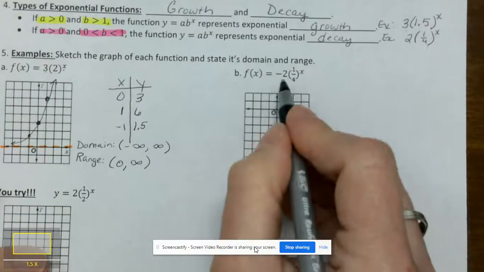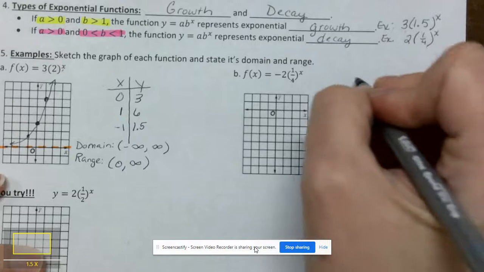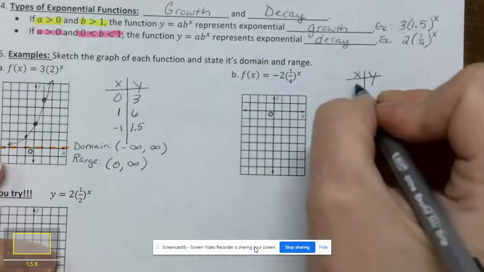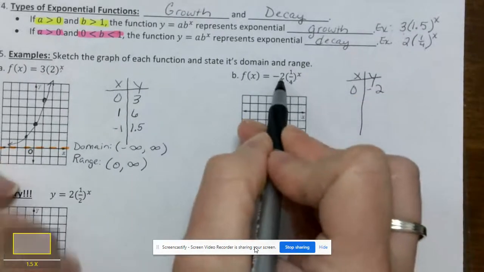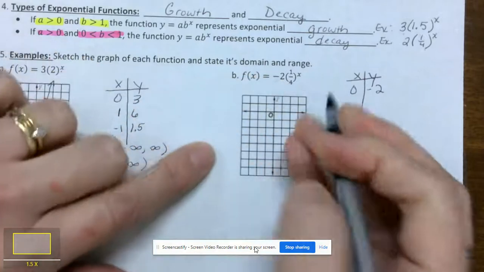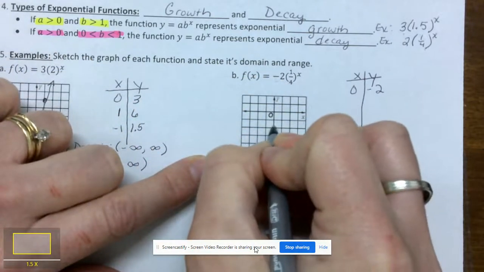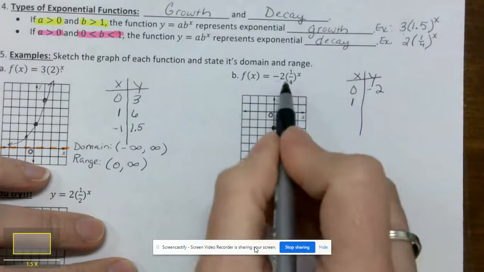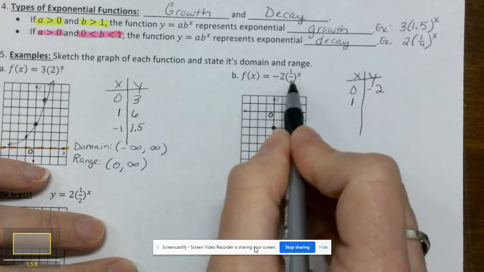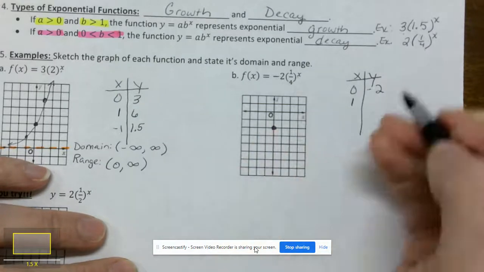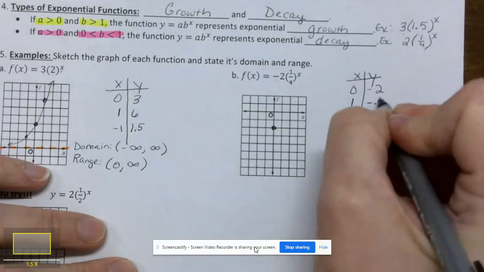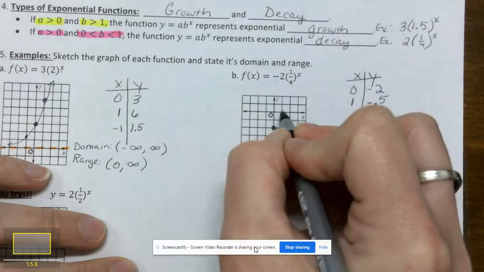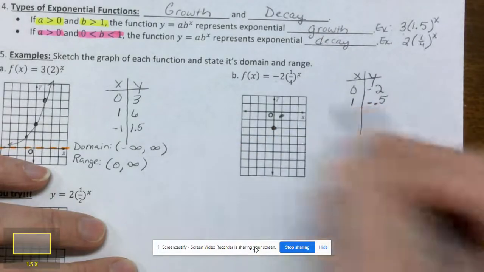Okay, let's look at one more. 2 times 1/4 to the x. Again, if I were to just take some points and plot them, hopefully you will remember that 0, negative 2 is a point because our a here is negative 2. So that means 0, negative 2 is a point on this graph. Looks like that. What if I put in 1? If I put in 1 here, 1/4 to the first power, that's 1/4. And then 1/4 of negative 2 is negative 0.5. That's negative 1/2. So if I go to 1, I'm going to get negative 1/2, which is this point.